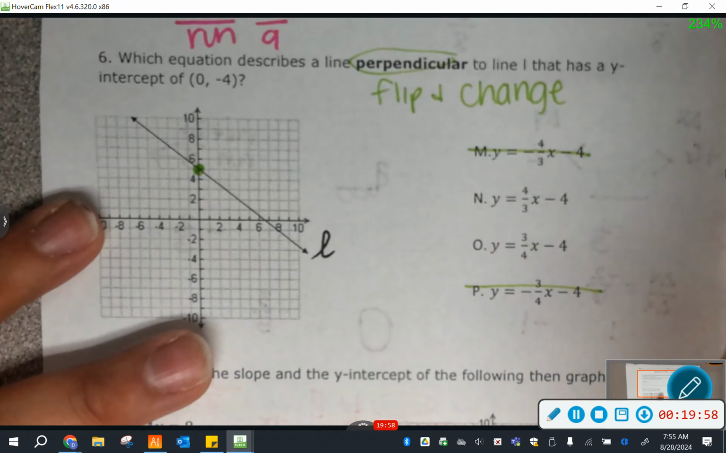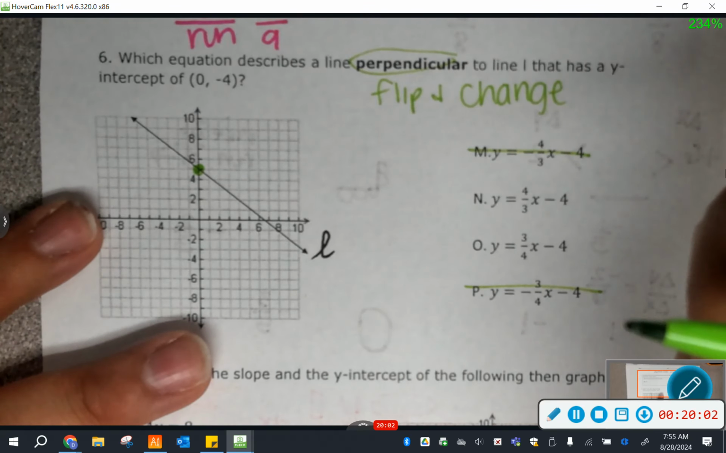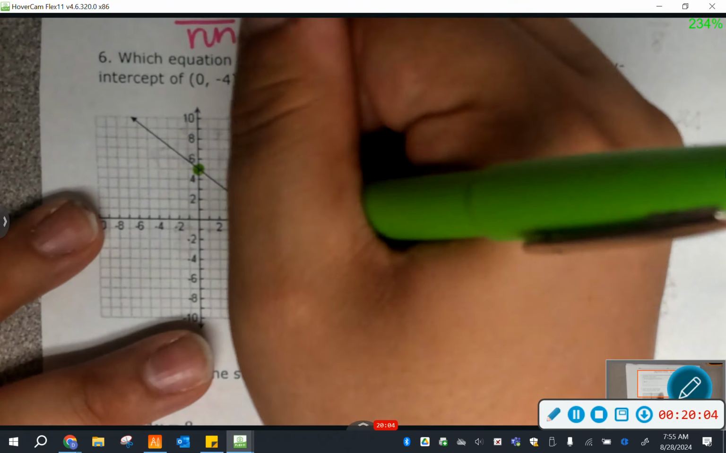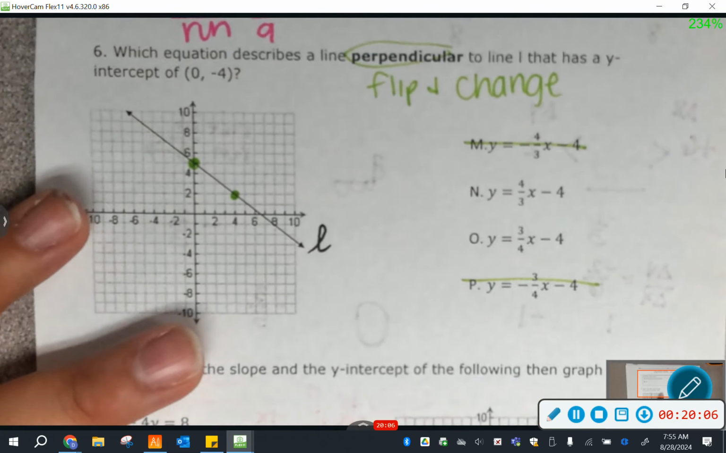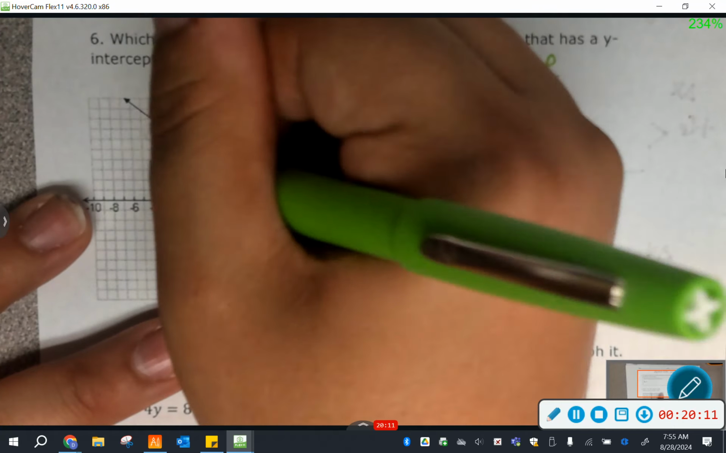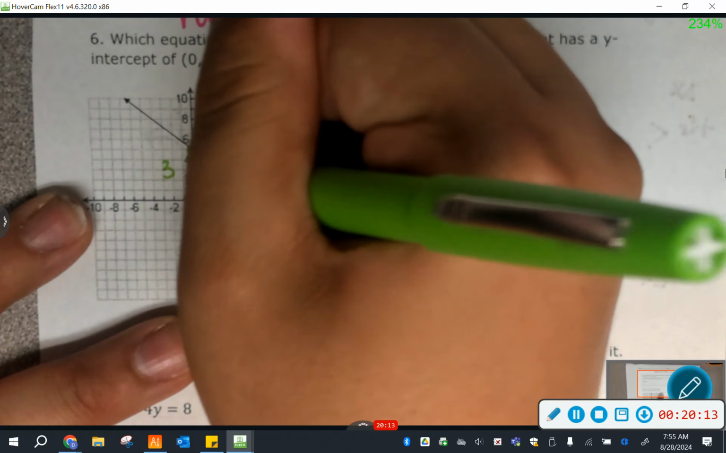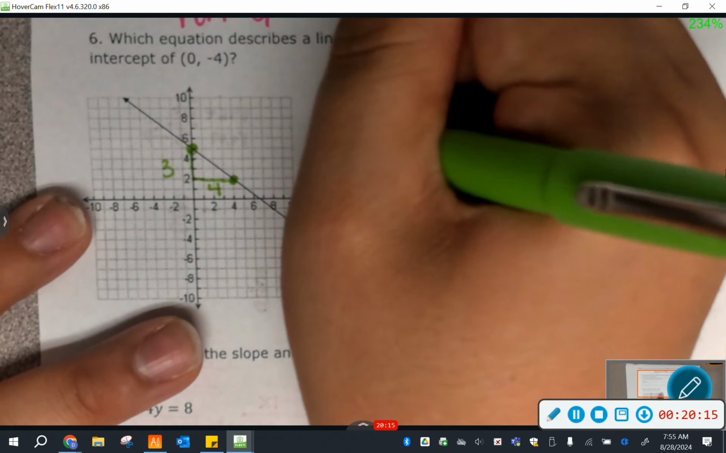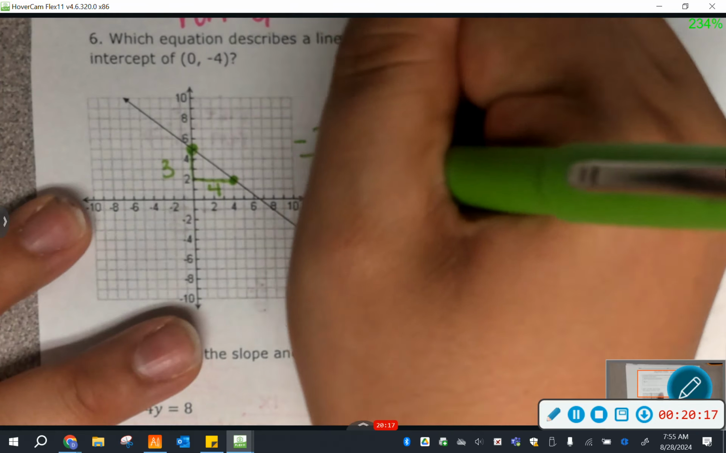Okay. Now let's figure out what this slope is. Where's another perfect point? Because the x-intercept is not it. 4, 2. Okay, 4, 2. Cool. And then this goes down 1, 2, 3 over 4. So this goes down 3 over 4.